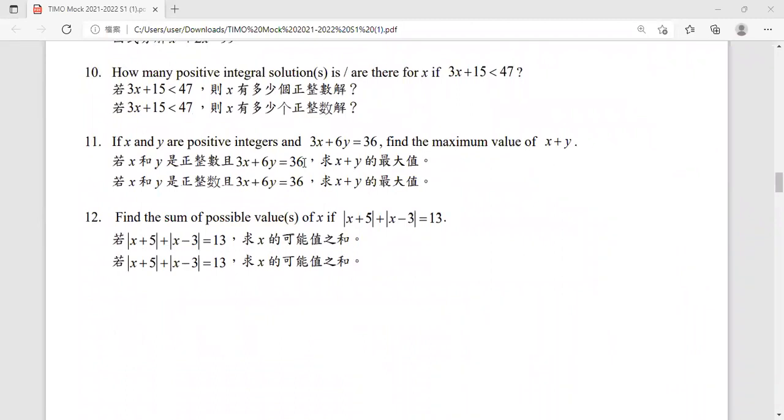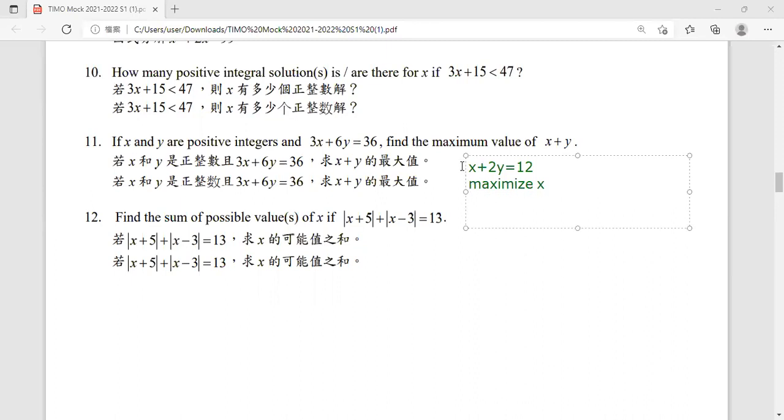11. Now, actually, for these kinds of questions, you can do something like this. You can divide the whole thing by 3 first, okay? So x plus 2y is equal to 12. Now, because we want the maximum x plus y, you have to maximize x, because if you maximize y, the sum will be smaller.